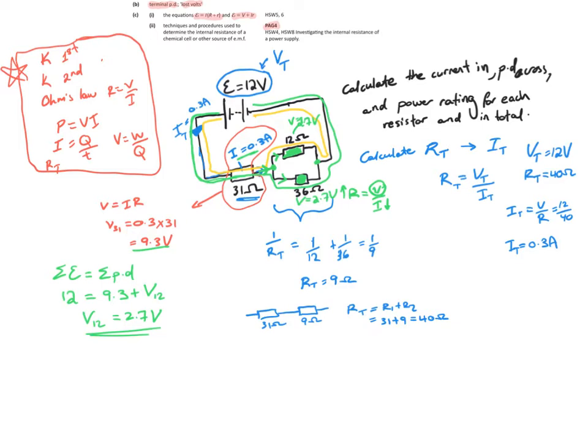So I know that I can calculate current easily because I have the resistance and the voltage of each of those resistors. So I will calculate the current across the 12 ohm first, which will be V over R. Potential difference across the 12 ohm is 2.7 volts, and its resistance is 12. So that gives me 0.225 amps for the first one.